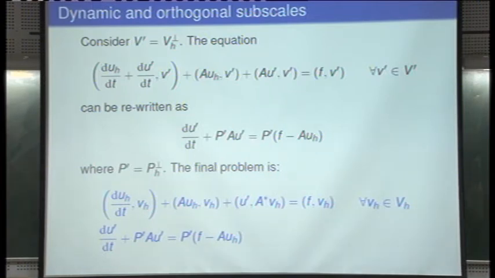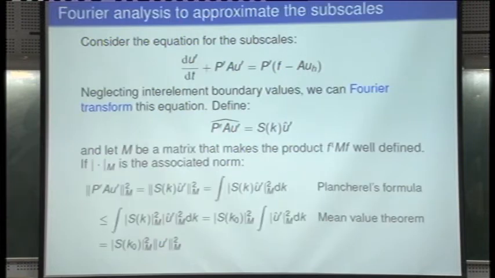Once we solve this equation, we insert u prime in the first equation, and we are done. So this is exactly the problem, no approximation so far. Of course, this is as difficult as the original problem. Good. So how do we approximate that problem?